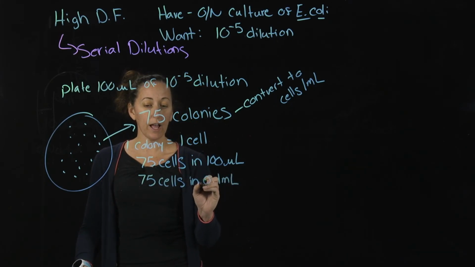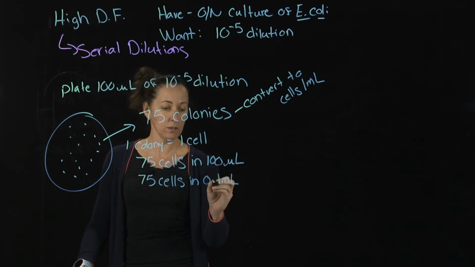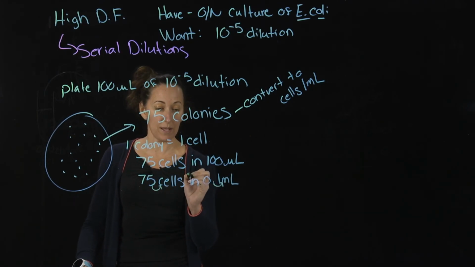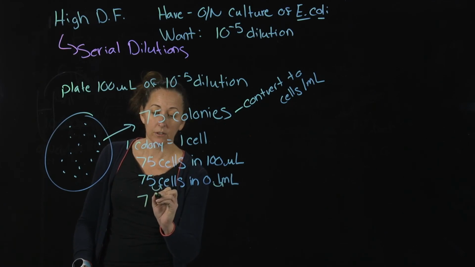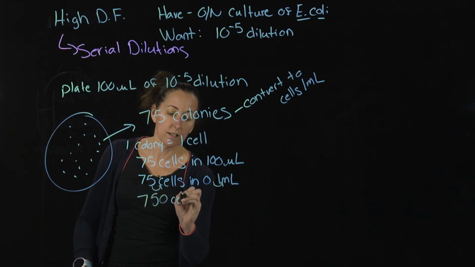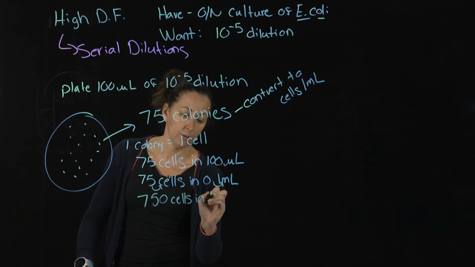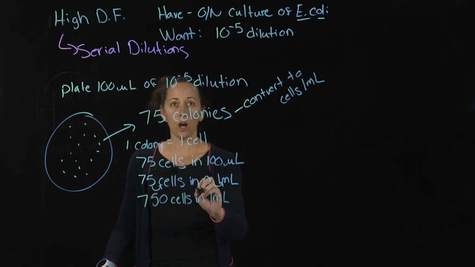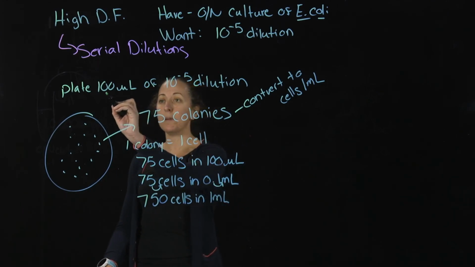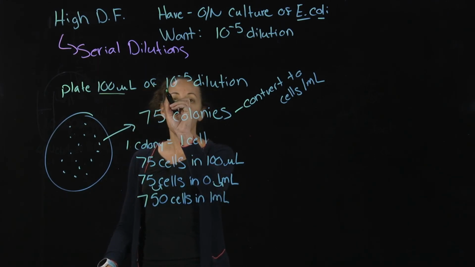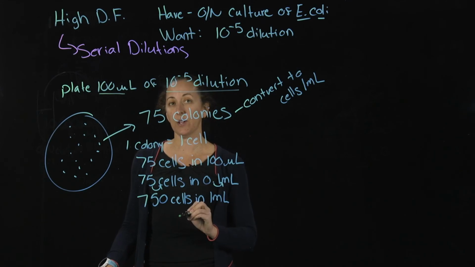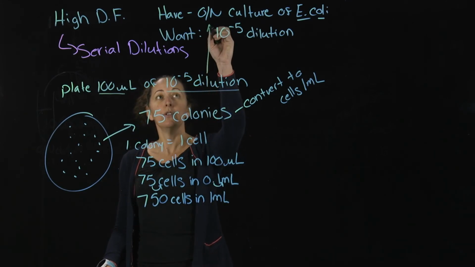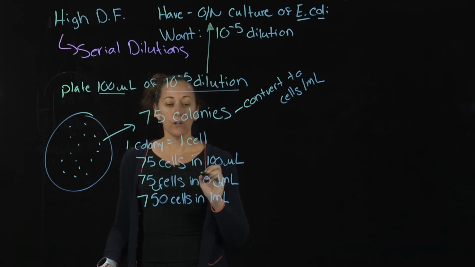To figure out how many cells we have in 1 mil, we just need to move the decimal place over, so basically multiply by 10. So it's 750 cells in 1 mil. That sounds good, but we're not quite there yet, because recall we plated this 100 microliters out of the 10 to the negative 5 dilution. So we need to get back to our overnight culture.